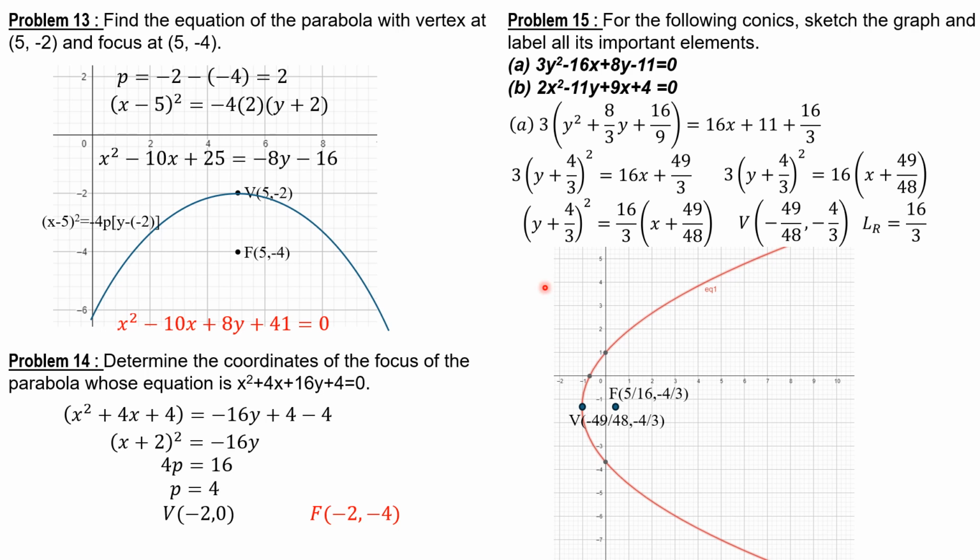The equation of the directrix, which is here, a vertical line, is x equals negative 49 over 48 minus 1/4 of the latus rectum, minus 4 thirds. Negative 49 over 48 minus 4 thirds is x equals negative 113 over 48. And this is the graph of the conic 3y squared minus 16x plus 8y minus 11 equals 0.